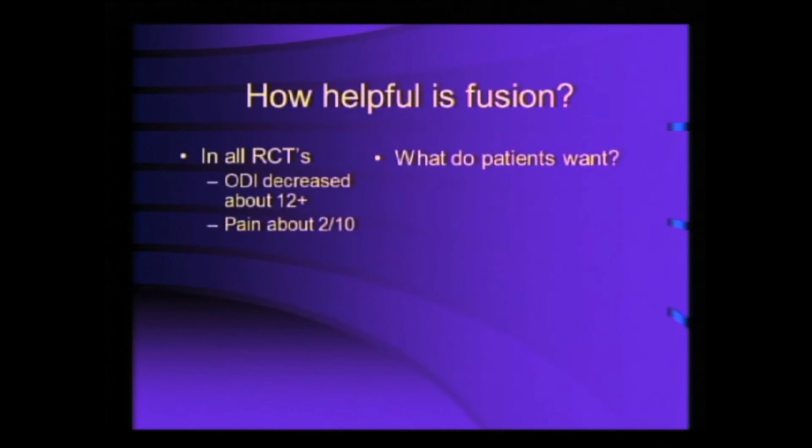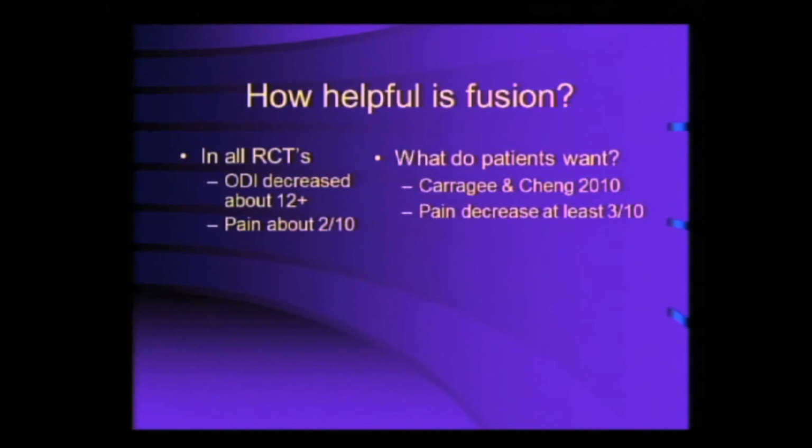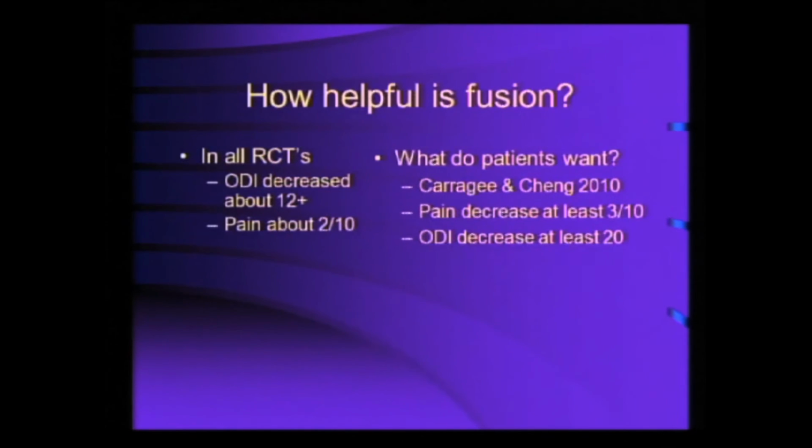What do people really want? Is it good to go from a 5 to a 3 or a 6 to a 4? Well, Karaji and Cheng did an interesting survey in 2010. They surveyed patients who were going to undergo lumbar fusion for a variety of reasons, including spondylolisthesis, and asked, what do you want from this surgery? This is what patients wanted. They wanted a pain decrease of at least 3 out of 10. They wanted their ODI to decrease at least 20. They wanted no more use of opioids, and they wanted to go back to their activities. They wanted to go back to their physical life.